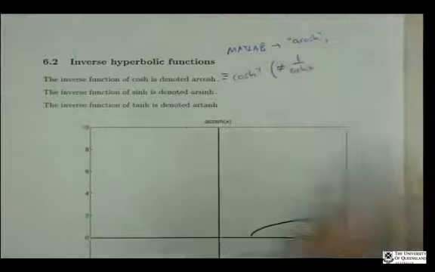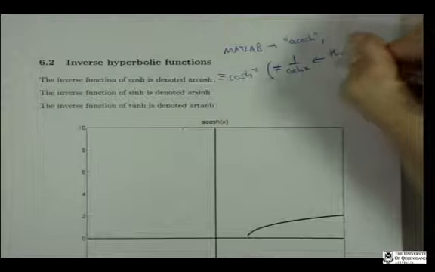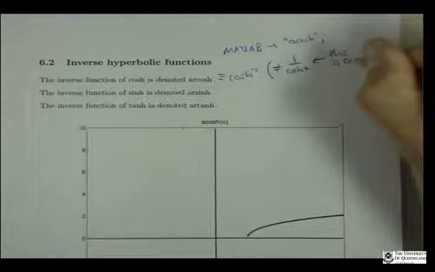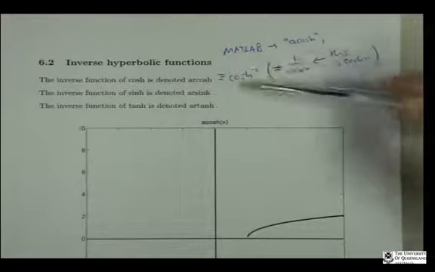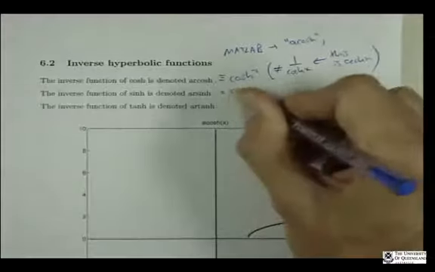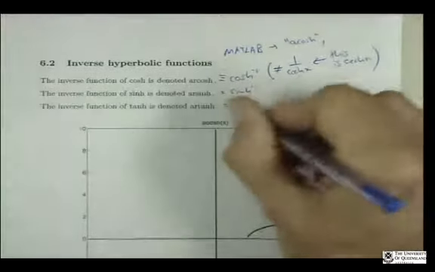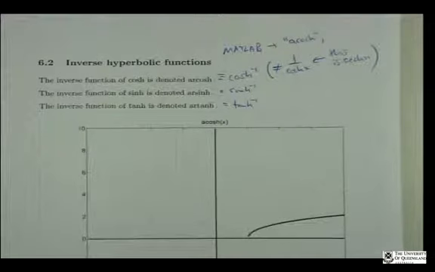So, for instance, 1 on cosh is sech. So it's different to 1 on cosh. This is the inverse function. And similarly, I'll use sinh to the -1, tanh to the -1, and so on to denote the inverse functions. Okay, so what about defining the inverse of the cosh function?